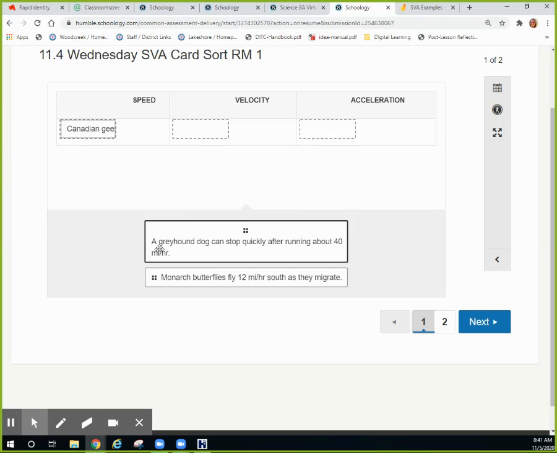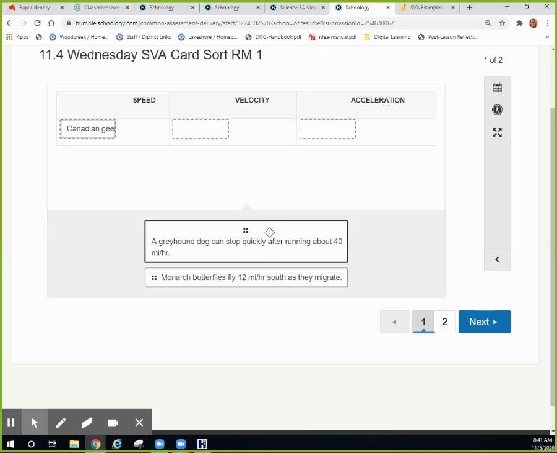All right. Number 2 says a greyhound can stop quickly after running about 40 miles per hour. So they give us the speed, but there's no direction. They're not saying north, south, east, west, left, right, up, or down. They didn't indicate any direction. So process of elimination tells me that this is acceleration.